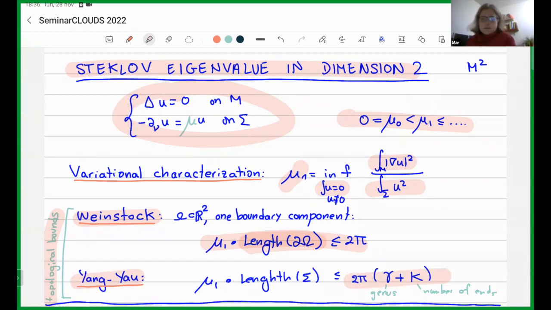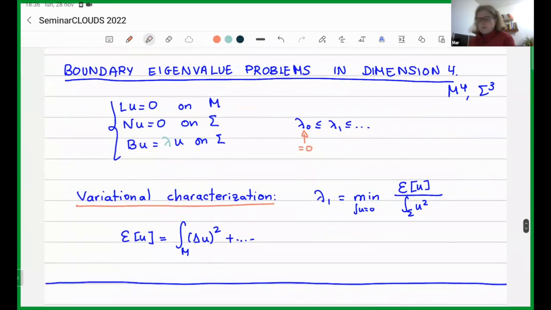Now you can also give geometric bounds, and actually, this is what we are going to get. In any case, this was a quick review of the Steklov eigenvalue. Let me go to dimension 4 and look at the associated boundary eigenvalue. Remember, I have my Paneitz operator, with normal derivative equal to 0, and my third order operator, and I look at the eigenvalue problem associated to this third order operator, when M is a four-manifold with boundary sigma. Again I have a sequence of eigenvalues, and the first eigenvalue is 0. So I would like to look at the next one, lambda 1.